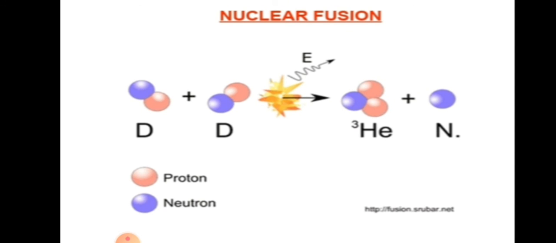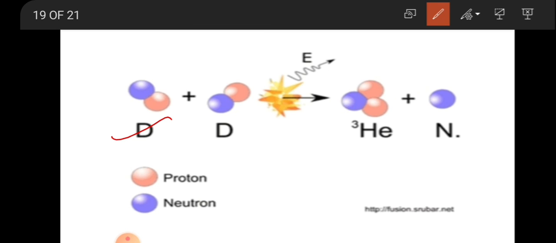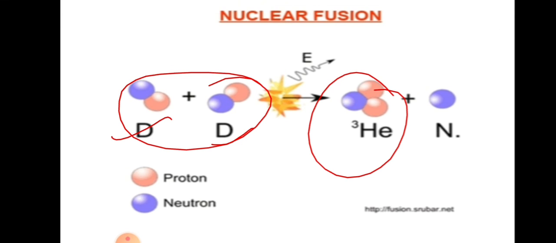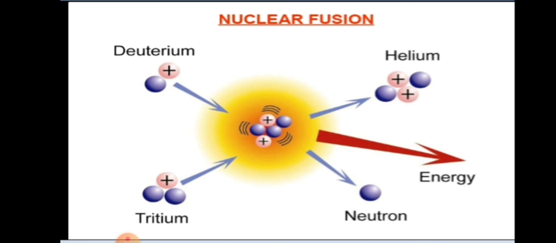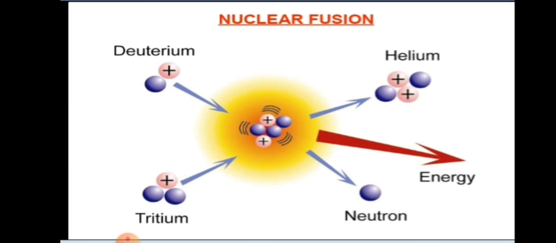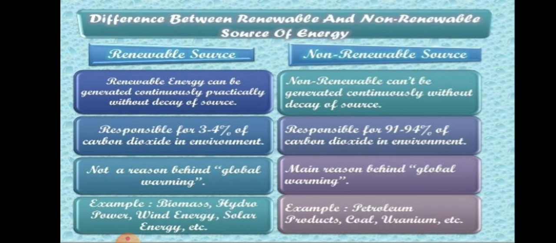Next is nuclear fusion, in which 2 small atoms combine or fuse together to form a large atom. How 2 small nuclei are fused together to form a large nucleus is called nuclear fusion. What are the differences between renewable and non-renewable sources?